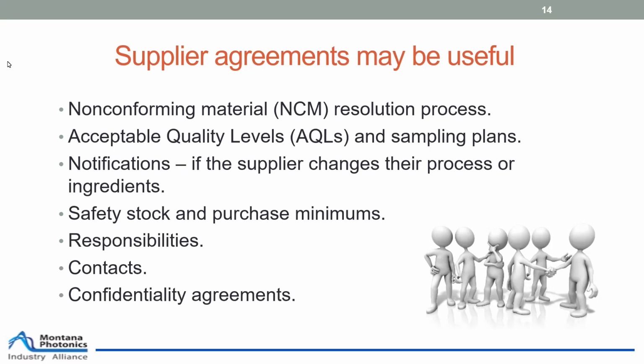Notifications: if the supplier changes their process or ingredients, they would be required to inform you. Safety stock and purchase minimums may help ensure components will be available during a shortage. Also, you may want to include responsibilities, contacts, and confidentiality agreements.